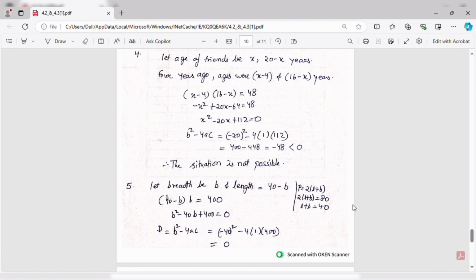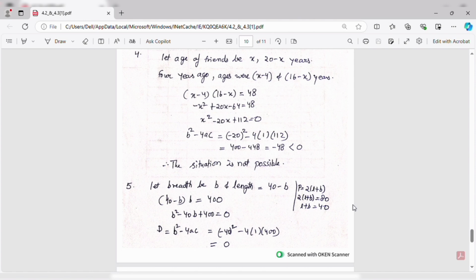We will assume the ages of friends be x and 20 − x. And 4 years ago, their ages were x − 4 and 16 − x years. We will take the product as 48 and we will get an equation x² − 20x + 112 = 0. We will find the nature of roots. So after calculating b² − 4ac, we will get −48, which is a negative number. So this situation is not possible.